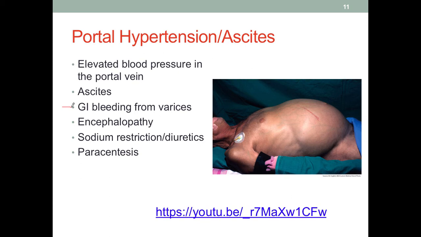Another thing that portal hypertension could lead to is ascites, which we see here in this picture. Looking here, we can see how inflated or distended the abdomen looks. If we're looking at the rest of the patient's body, we can see how inflated or distended the stomach looks here. It does not look normal for their body type. So they do not appear to be an obese patient with visceral fat.